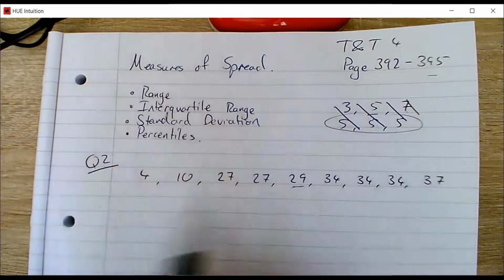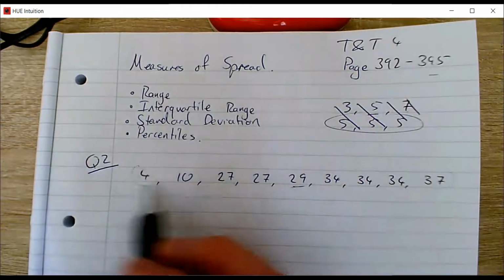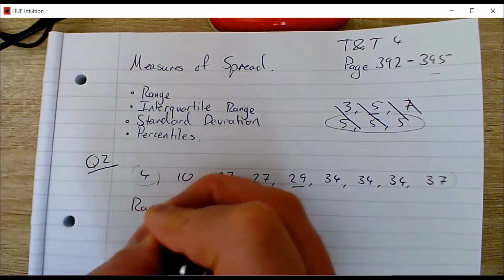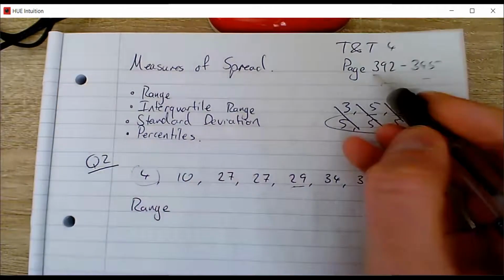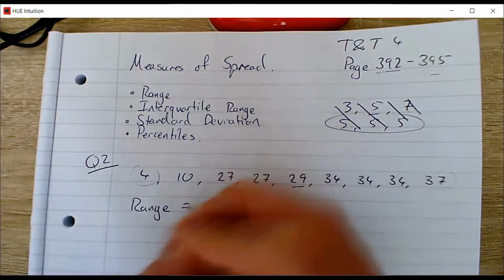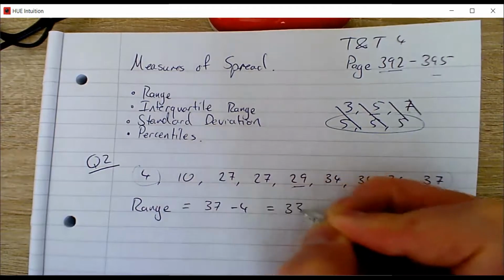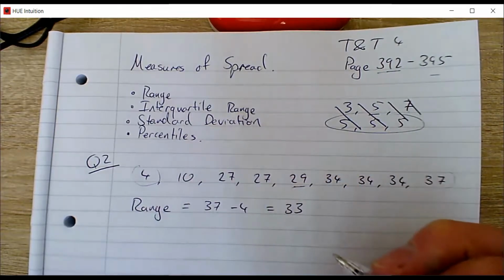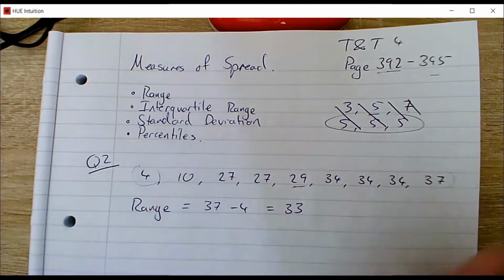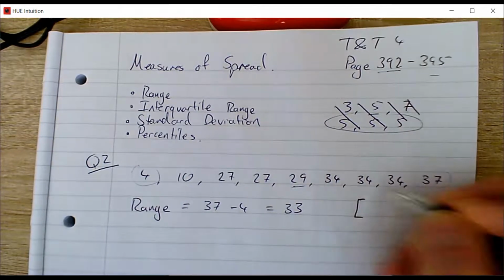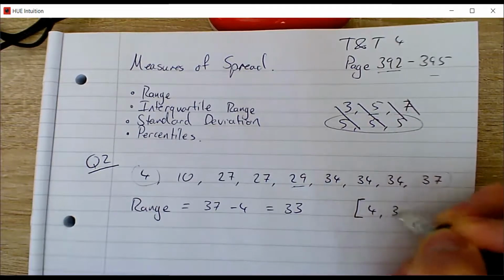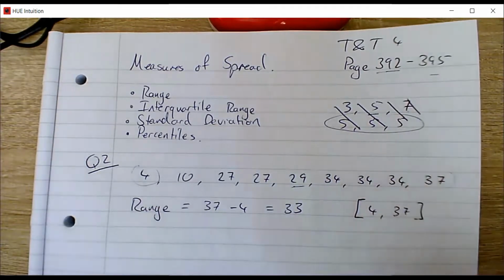One way is the range, which you met for junior cert, which is the highest minus the lowest. So for question 2, it's the first thing that they ask us to do. This is on page 392. It's going to be 37, take away 4. So the range there is 33. I think this is points in a test, so 33 points is the range of tests. You'll sometimes also see range written as from 4 to 37, which is fine as well.